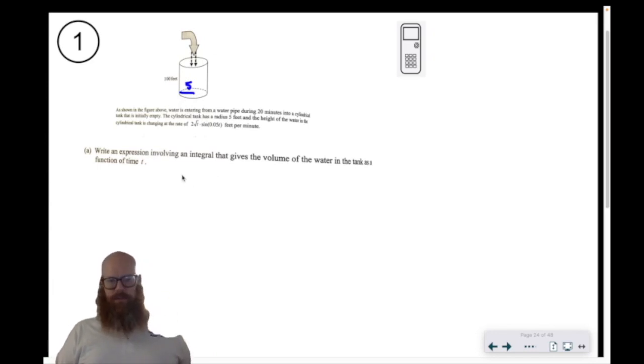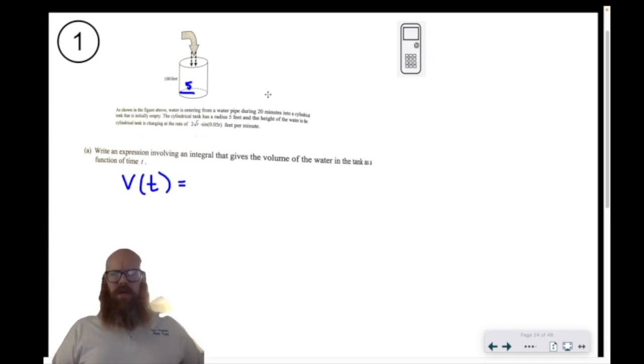All right, so we want to write an expression that gives the volume as a function of time. So I'm going to do V of t equals. Now, the volume of a cylinder is pi r squared h, and we know that r is always 5. So that's going to be 25 pi right there, and then we're going to multiply by h.